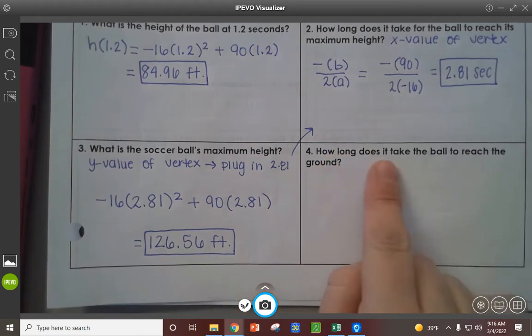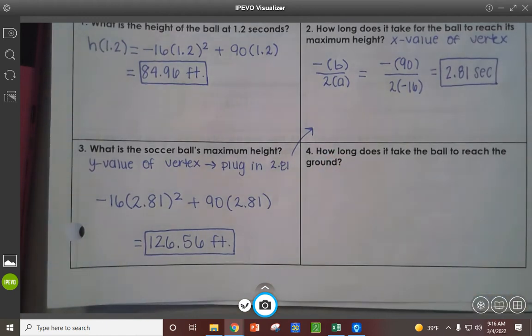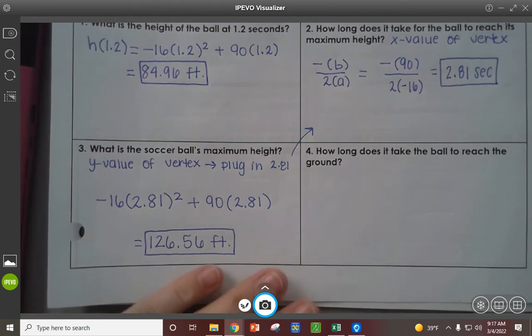And then number 4, how long does it take the ball to reach the ground? What are we finding for this one? The height is 0. So we're setting the negative 16t squared plus 90t equal to 0. So look back at this part up here that we wrote down at the beginning. What am I going to need to use? The quadratic formula. So I'll write that formula down.